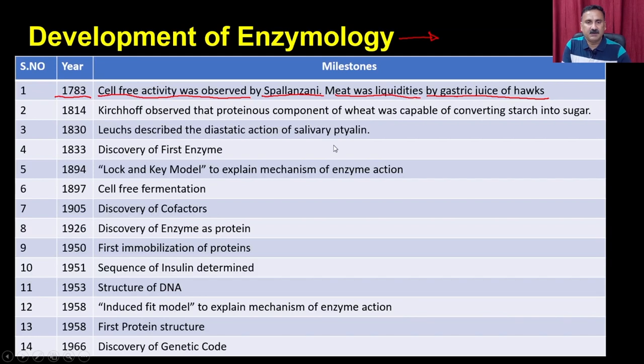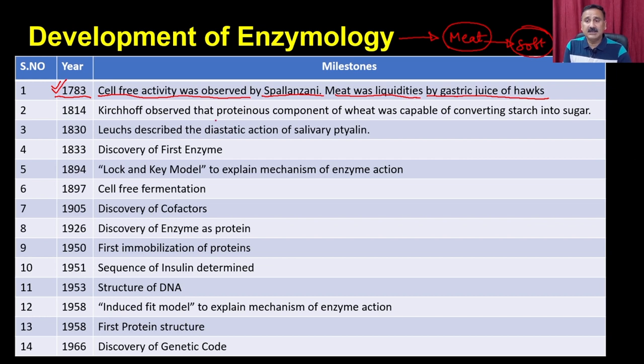So let's see what different developments happened when they were developing enzymology. Enzymology was developed as a field for application purposes. Initially people were trying to see how we can make the meat a little soft so that it gives a better taste. And for that, in the year 1783, people observed that meat can be a little soft or tenderized if you add the gastric juices of the hog or gastric juices of any organism.